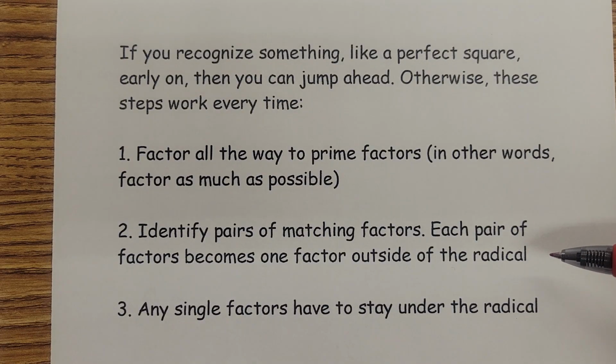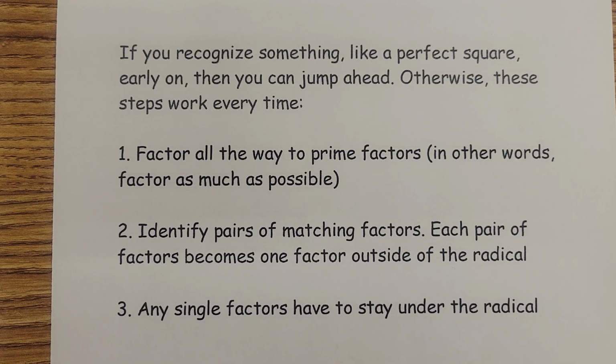Look for matching pairs of factors. Each pair of factors from the radicand becomes one factor outside of the radical. I will show you exactly what I mean by that. Any single factors have to stay under the radical. That means if they don't have a pair.